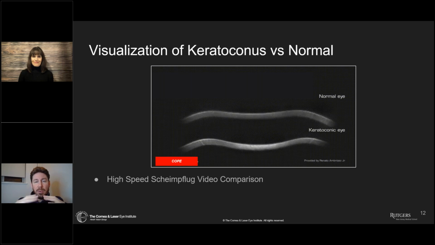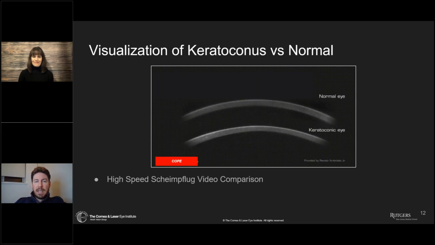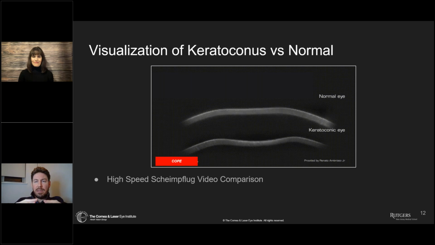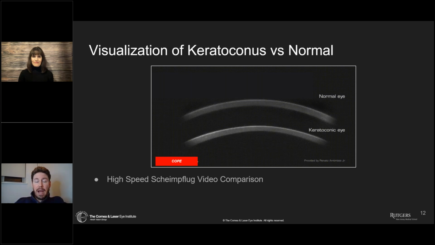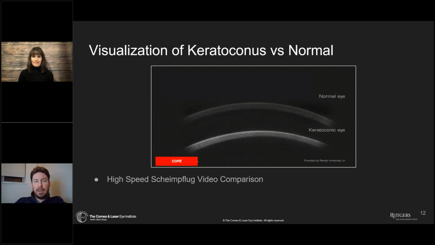What you'll notice is that the normal cornea resists the initial force, pops down, holds, and then very quickly recovers. Whereas the keratoconic eye, when it gets hit with its air puff, deforms very rapidly, sits and oscillates and jostles for a bit, and then takes a very syrupy recovery compared to the normal cornea.